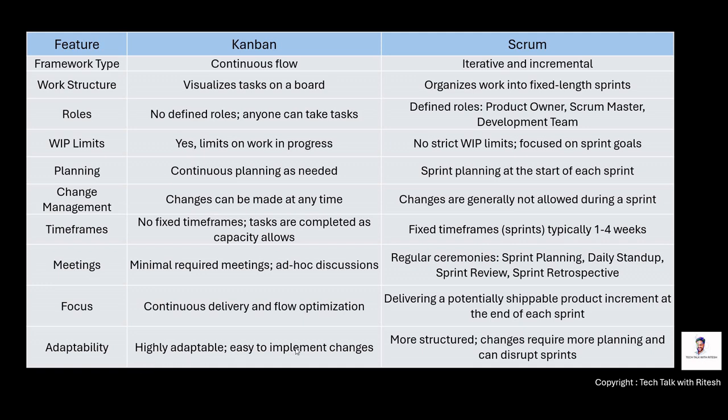Adaptability: Kanban is highly adaptable, easy to implement changes, and Scrum is more structured. Changes require more planning and can disrupt sprints if there is anything which is coming in between.